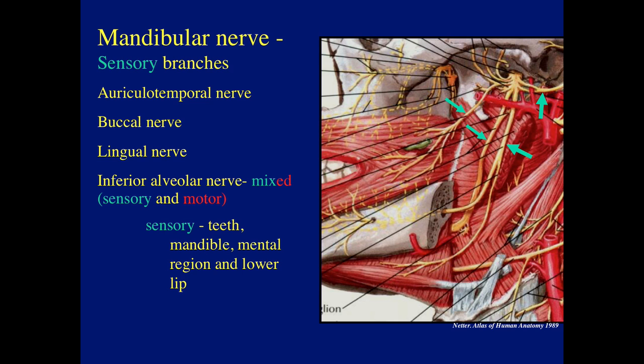Okay, now some anatomy. The mandibular division, the mandibular nerve, has a number of sensory branches. The auriculotemporal nerve, the buccal nerve, and then the lingual, and the inferior alveolar nerve, which is a mixed nerve. So all the rest are sensory, and the inferior alveolar nerve has sensory and motor. The sensory supplies the teeth, the mandible, mental region, and lower lip.